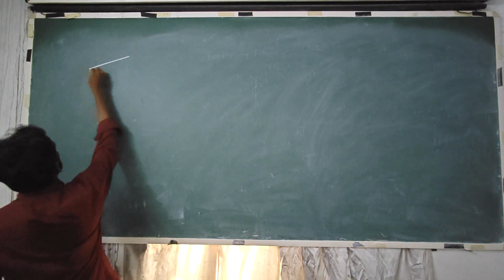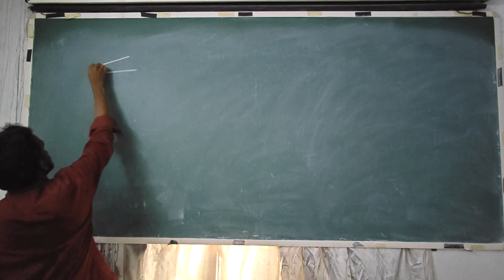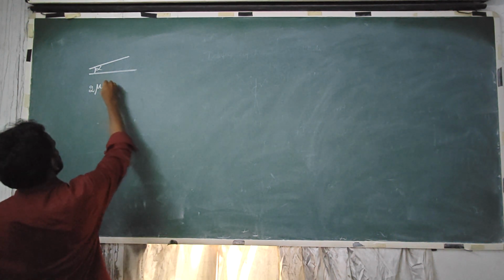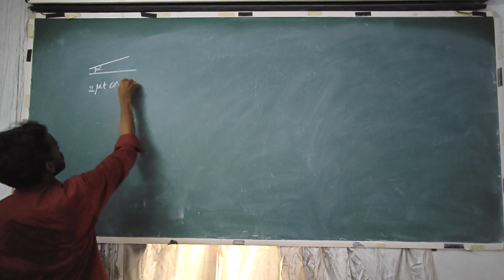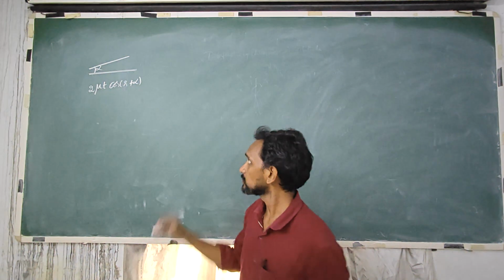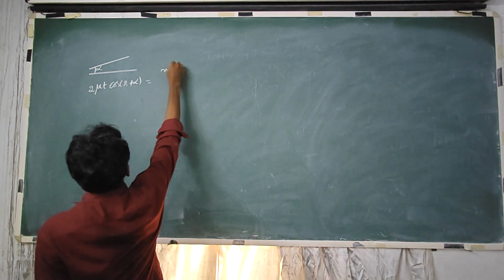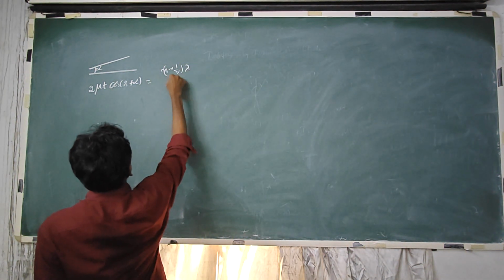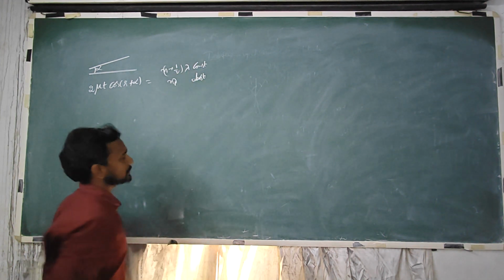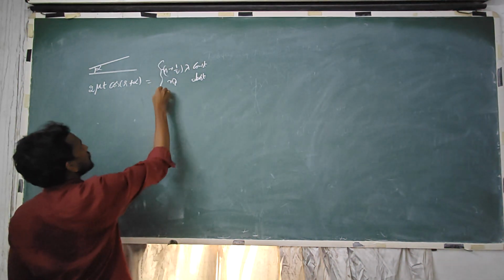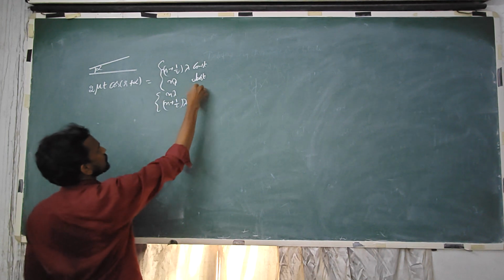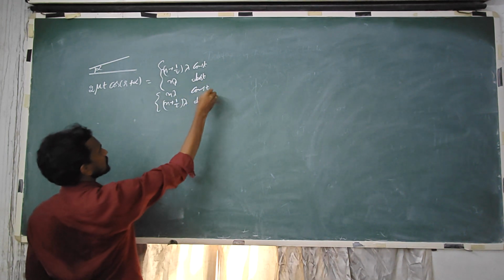So for a wedge shaped film with a wedge angle alpha, the path difference is 2 mu t cos(r plus alpha), which may be equal to (n plus half) lambda or n lambda for constructive and destructive in reflection, and this may be equal to n lambda or (n plus half) lambda for constructive and destructive in transmission.